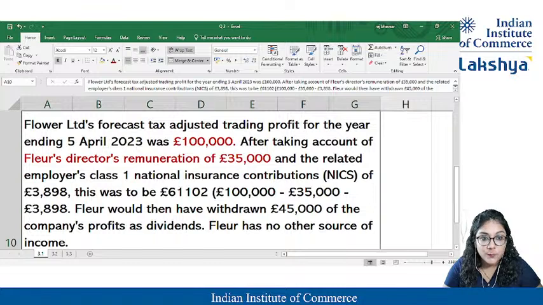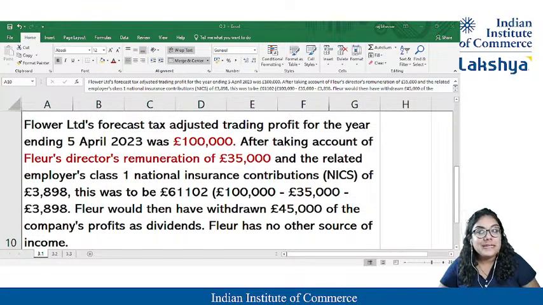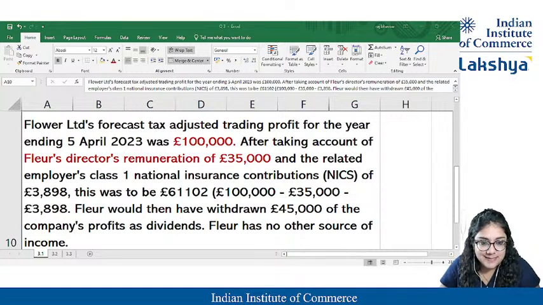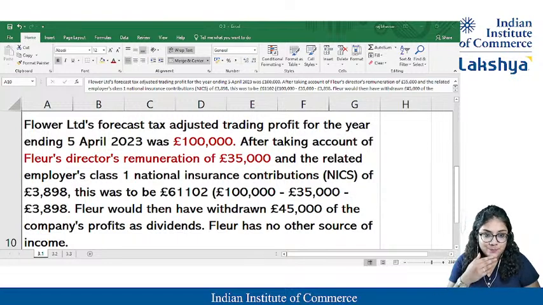See, student, I'll explain very slowly. When it is trading or business income, we need to pay income taxes. If I'm doing any business, what am I getting in earnings? My earnings are known as net sales. Is it my savings?